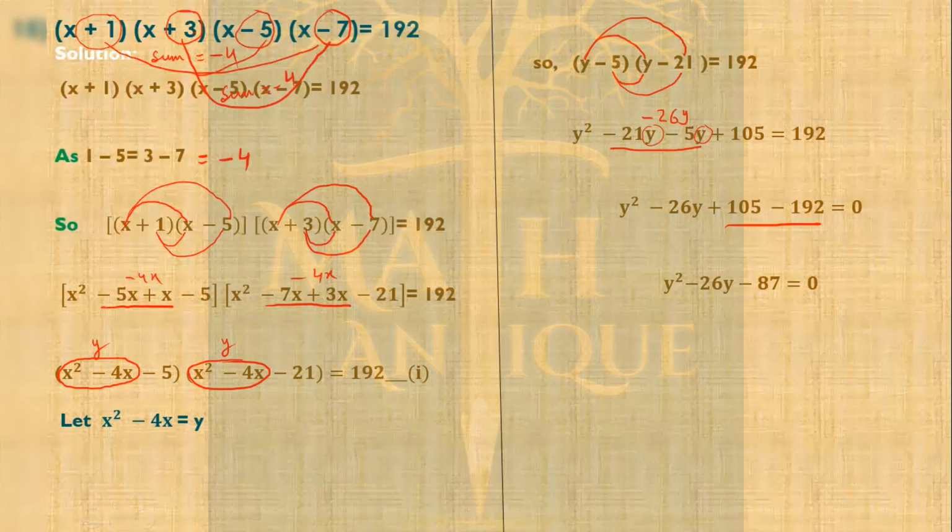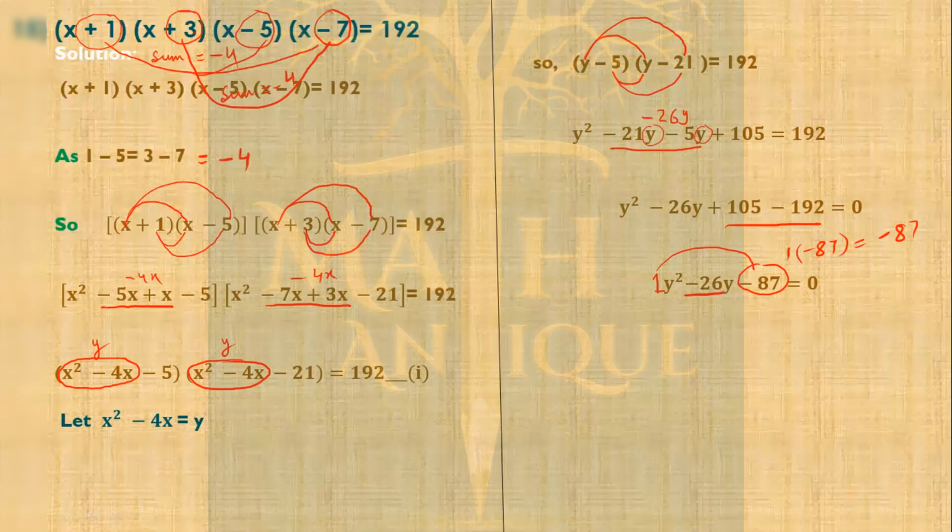And you know how you can factorize? In order to factorize, we will split the middle term into two terms. How? We will take the product of the coefficient of y squared and the constant. Look at the screen. The coefficient of y² is 1 and the constant is -87. If you multiply these two, you will get 1 into -87 equal to -87. So the product would be -87 and the sum needs to be -26.